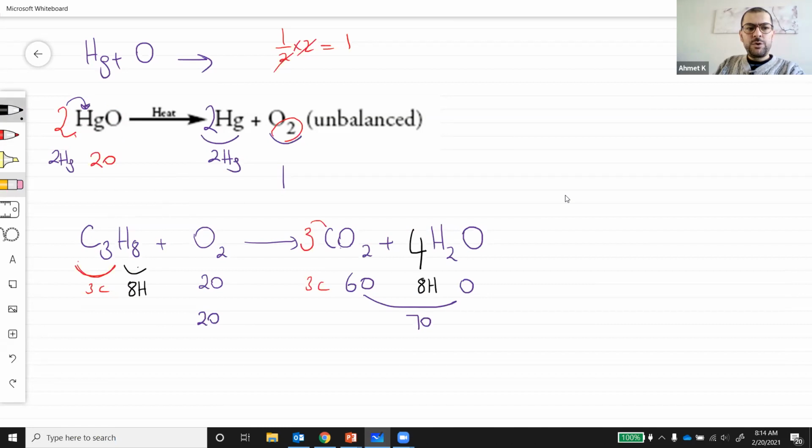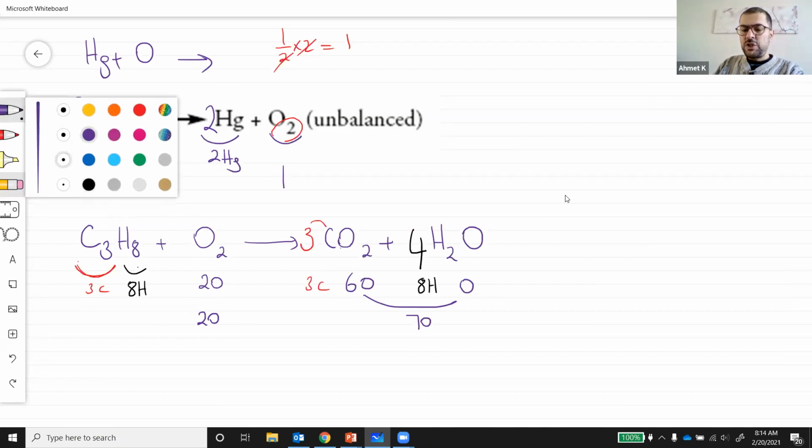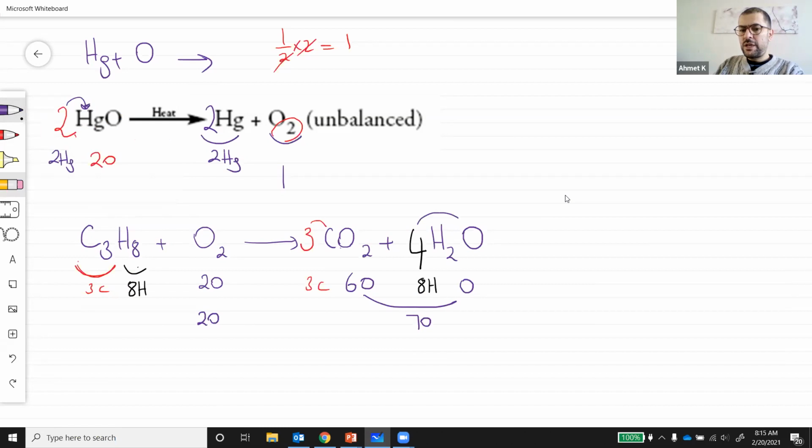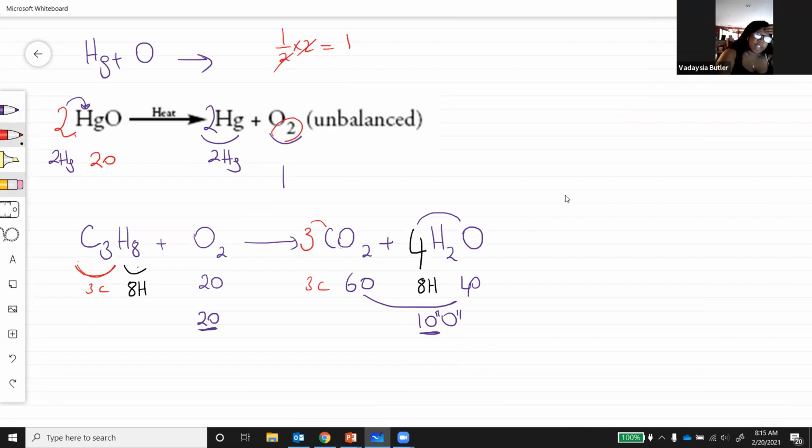And now I need to go back to my oxygen again, because I just changed the oxygen number. So I have 4 oxygen now, right? Because 4 times 1 is 4. So oxygen is 4, and 6 plus 4 is 10 oxygen. And so you have 10 oxygen here and only 2 here. So I need to change the coefficient again. What number should I put here? 5, right? Okay, very good. Everybody see that, right? Yeah.